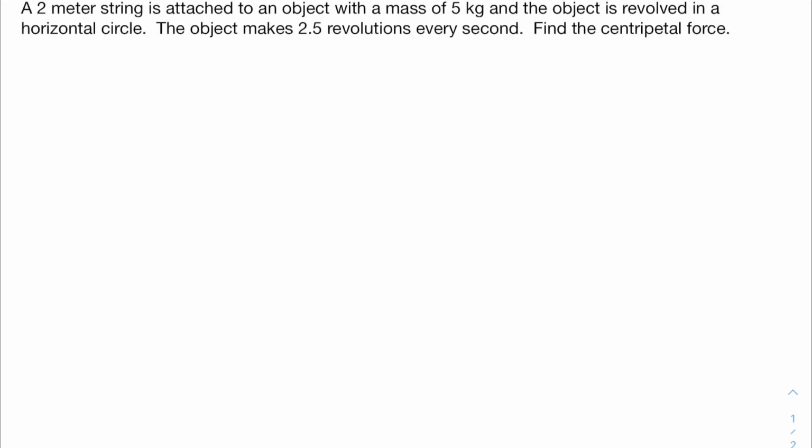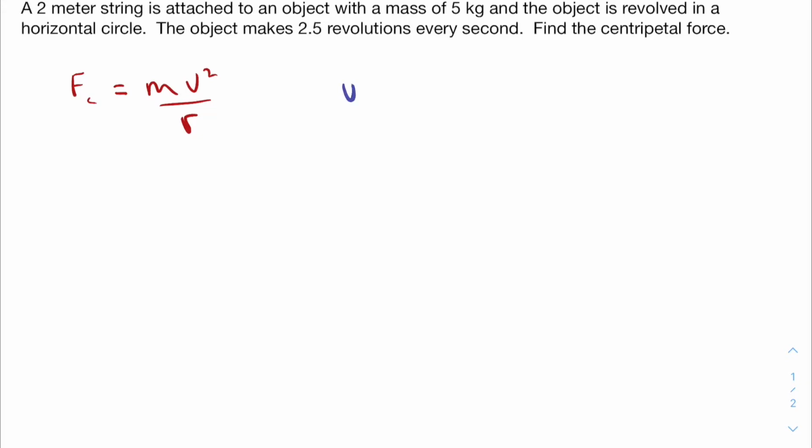In this problem, a 2-meter string is attached to an object with a mass of 5 kilograms, and the object is revolved in a horizontal circle. The object makes 2.5 revolutions every second, and you're asked to find the centripetal force. We can solve for centripetal force using the following formula. However, we don't know v, the magnitude of the object's velocity.